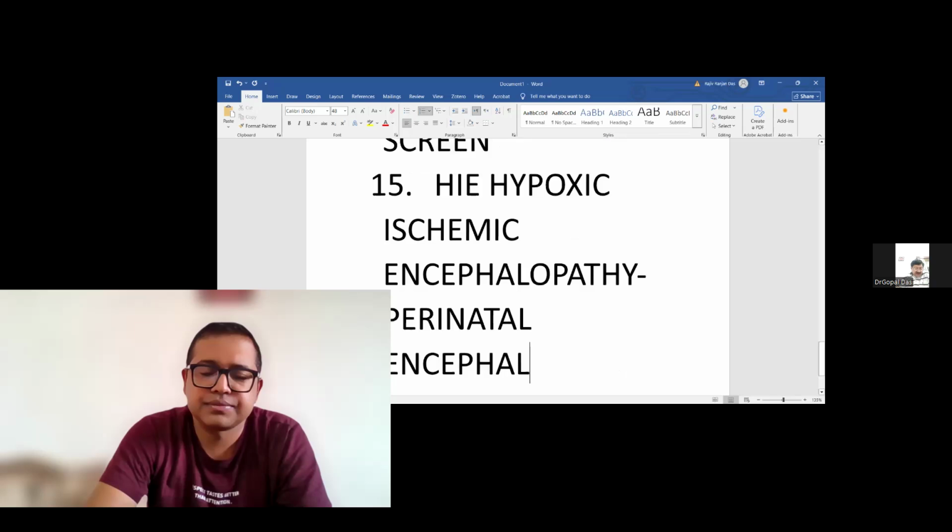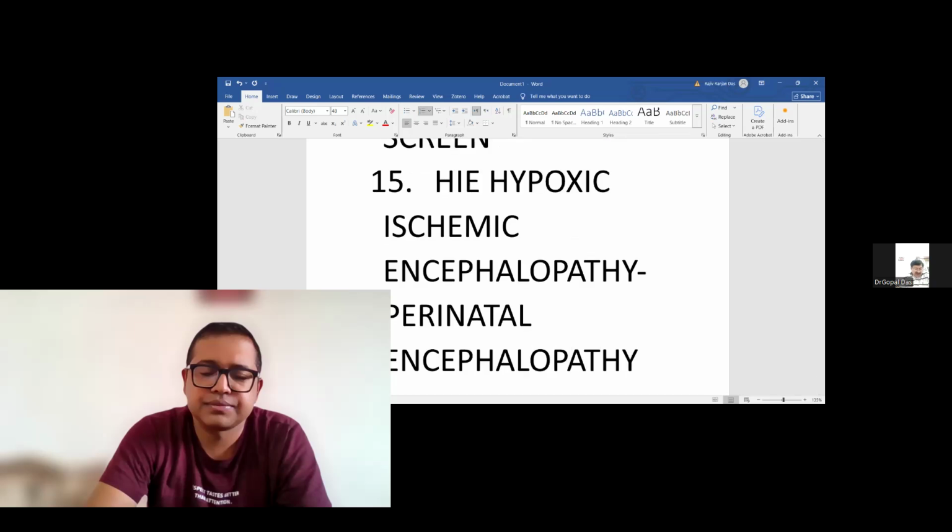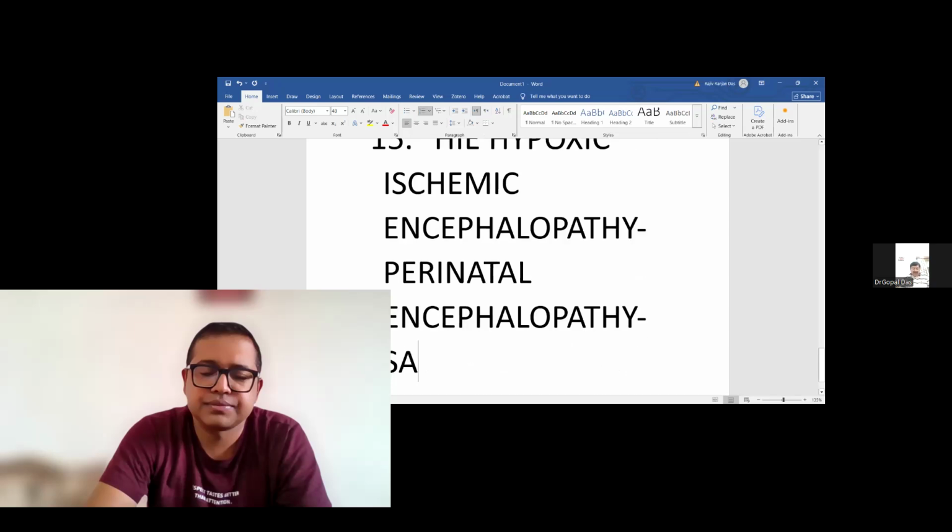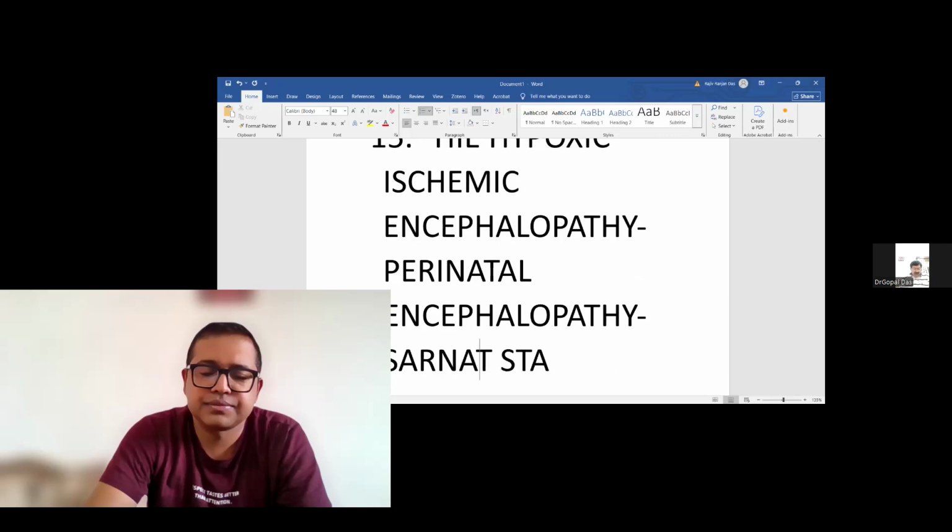So, there are so many conditions. There are so many stagings. One staging is Sarnat staging. Sarnat staging has grade 1, grade 2, grade 3. One important point is that in grade 2, seizure is very frequent. Okay.